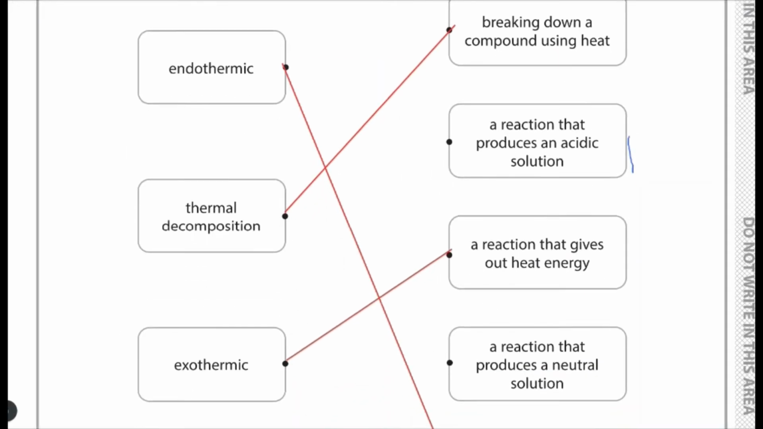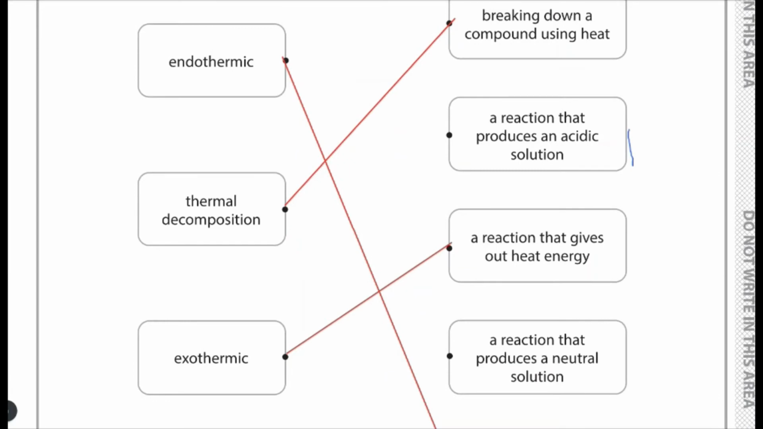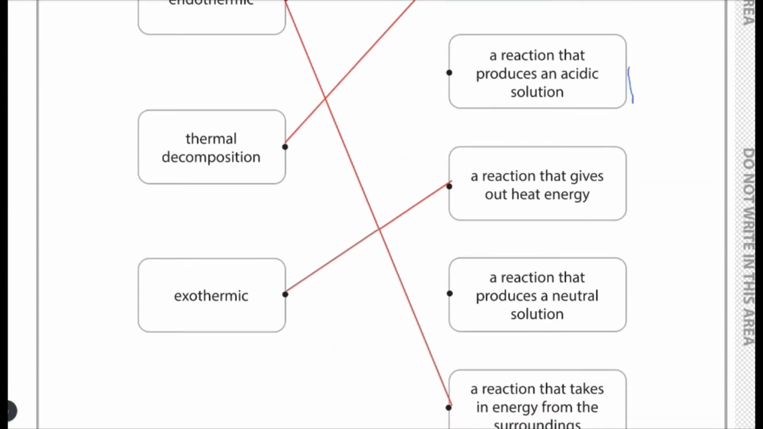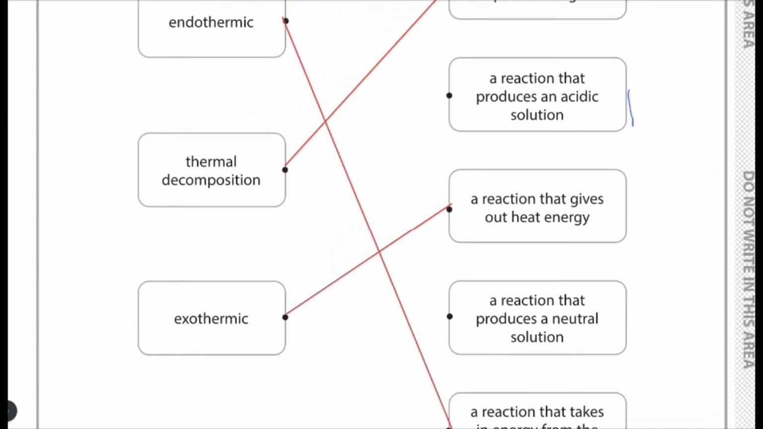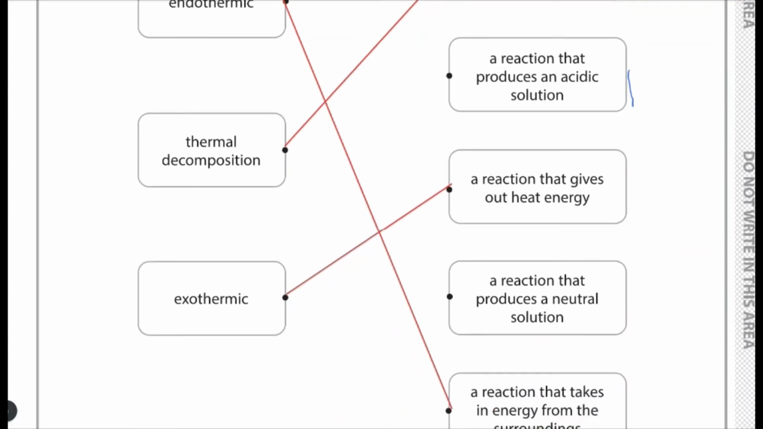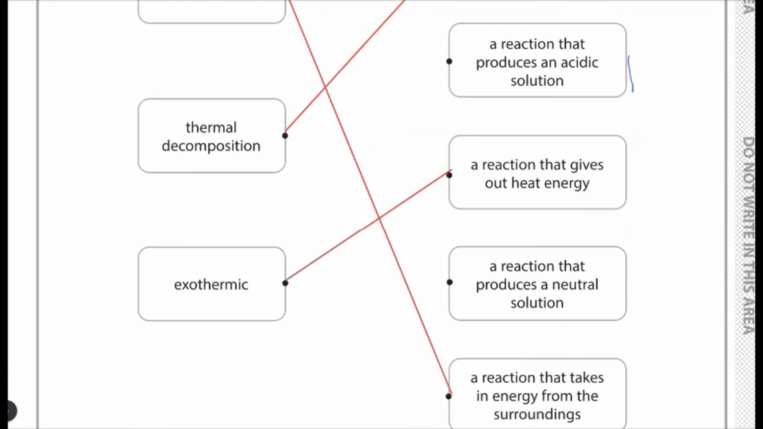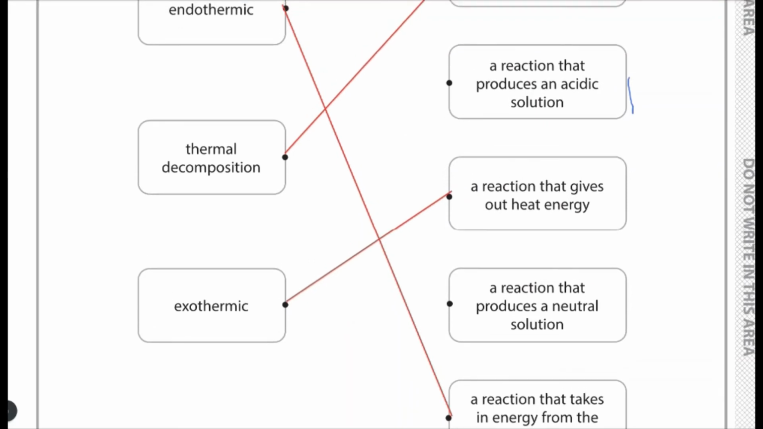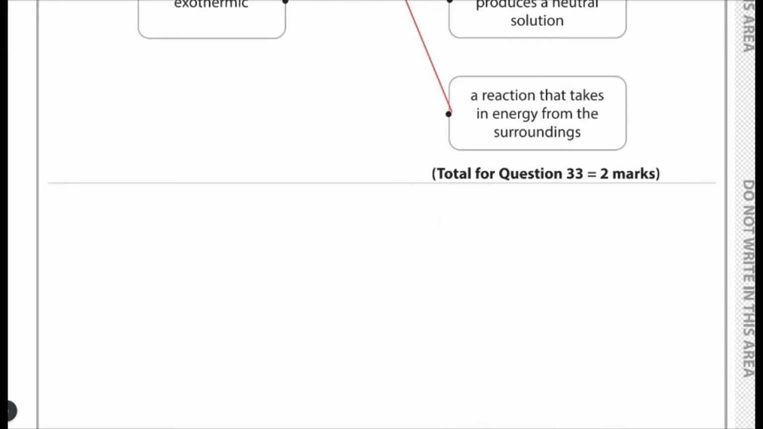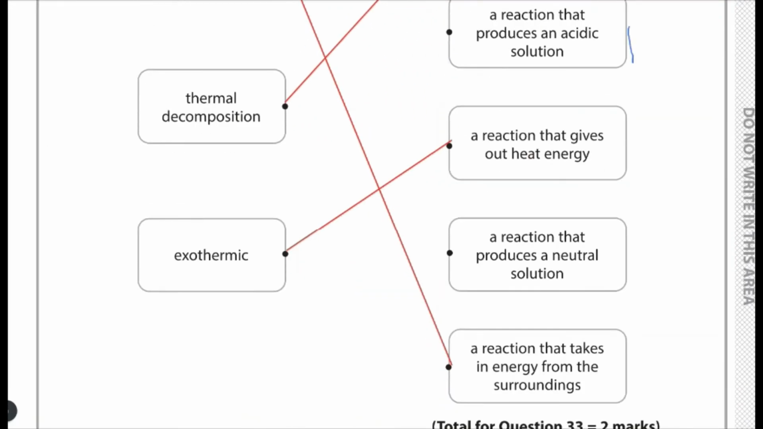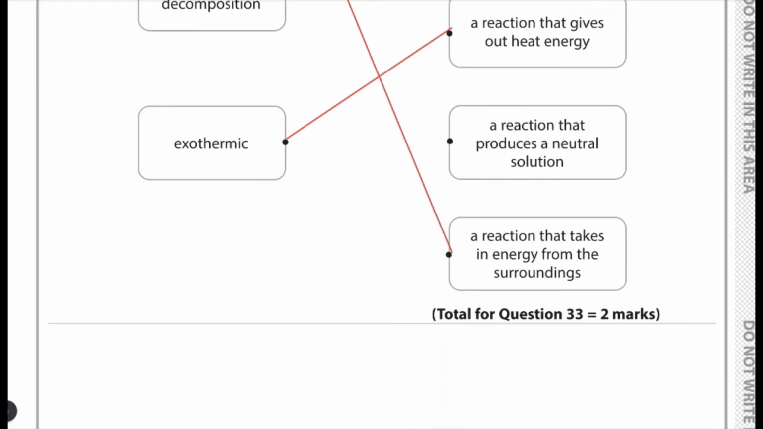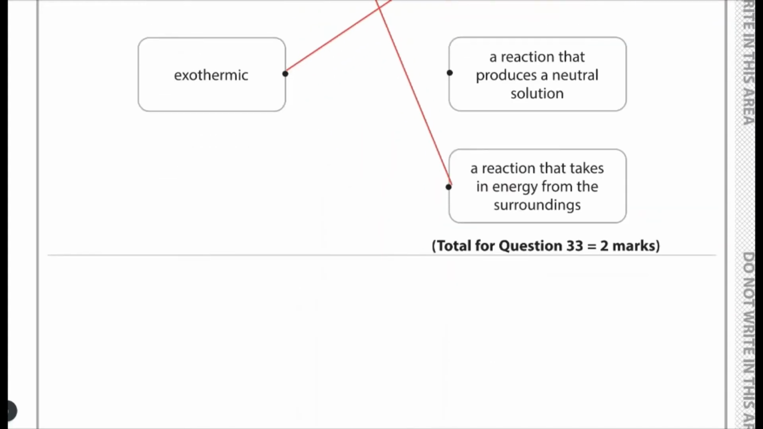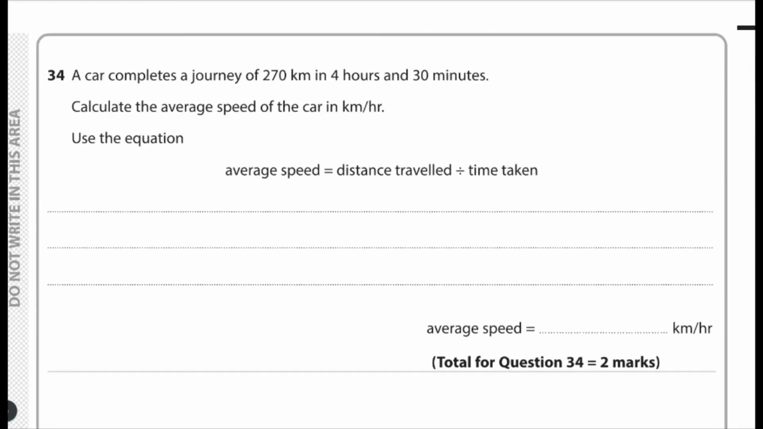Okay, so breaking down the compound using heat, thermal decomposition; a reaction that takes in energy from the surrounding, endothermic; a reaction that gives out heat energy, exothermic. Talk about a reaction that produces a neutral solution. When you mix acid and alkali together, there can be a neutral solution. We call that the neutralization process.